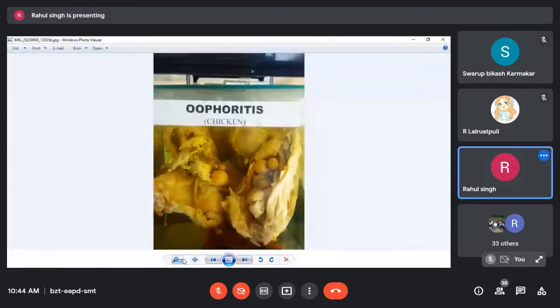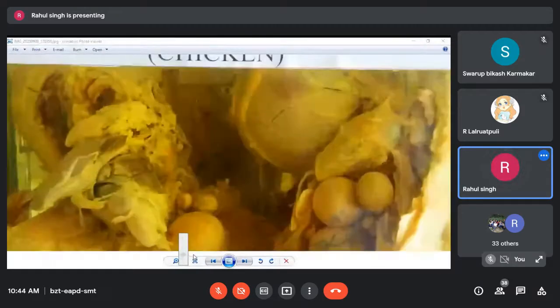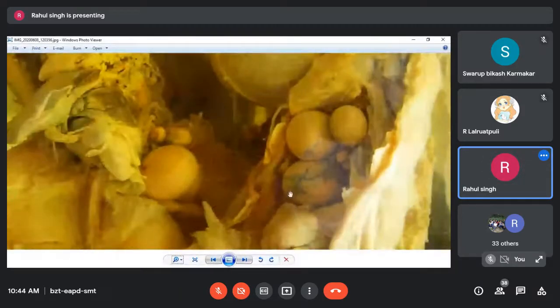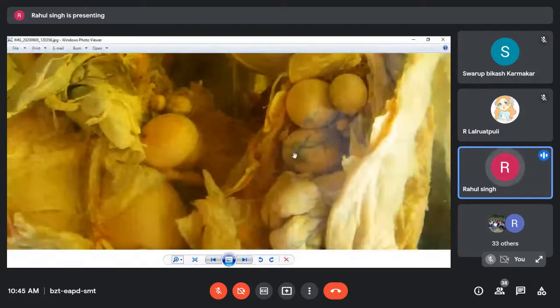This is a better specimen of oophoritis. You can see congested blood vessels over the ova, and in reality, when the specimen is fresh, this black color will appear as bright red color, and these ova will have hemorrhagic patches over their surface.